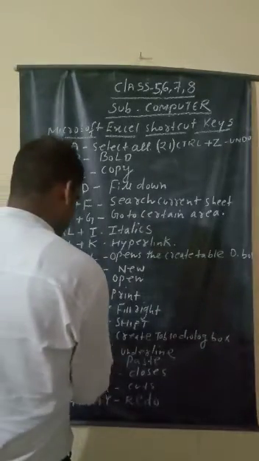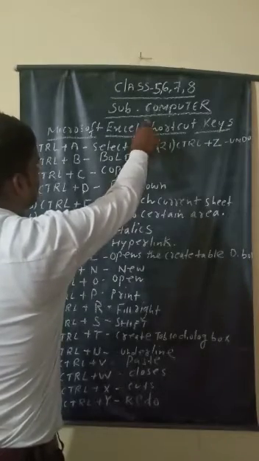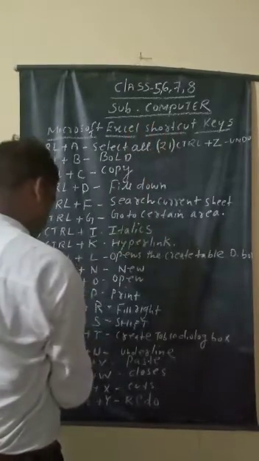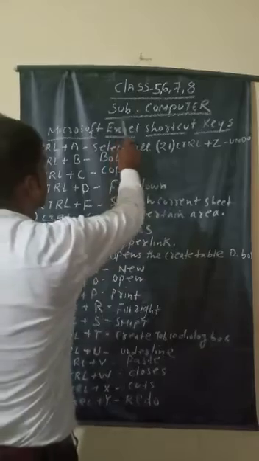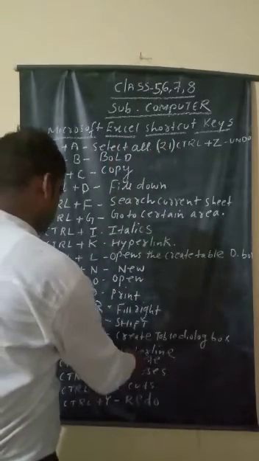Control plus U, its main function is underline. Suppose you write "computer", and you select it and press Control plus U, the text is underlined. So Control plus U helps you underline the text.